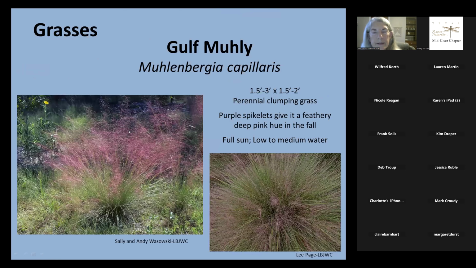Okay, then our grasses, we have Gulf muhly, which has these beautiful pink spikelets that give it this feathery pink hue in the fall. Very low water and takes full sun.